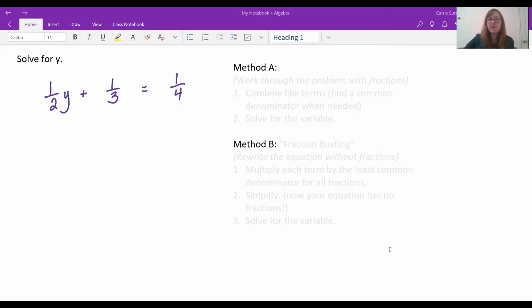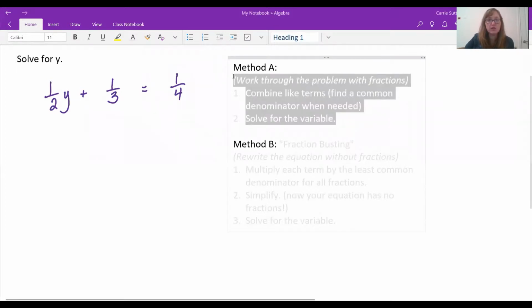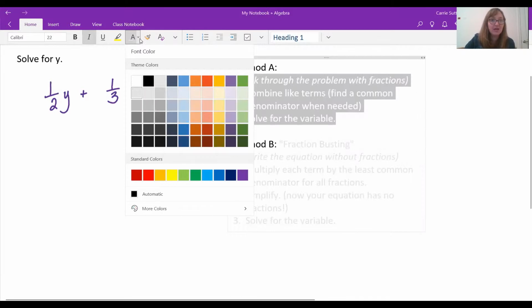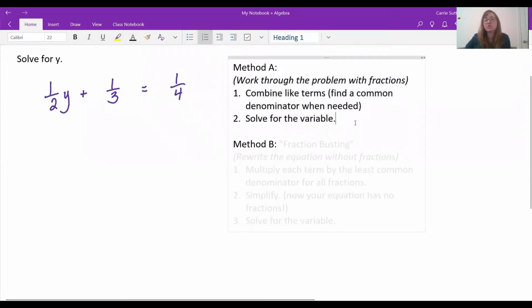There's really two different methods that you could use when you're approaching this problem. The first one is what we're calling method A. With that one, essentially you'll be working through the problem with fractions. All the normal procedures will be like usual. You're combining like terms, and when we're subtracting 1/3 from both sides, we'll have to find a common denominator so that we can subtract it from that 1/4. But other than that, the process is the same, and that method absolutely works.